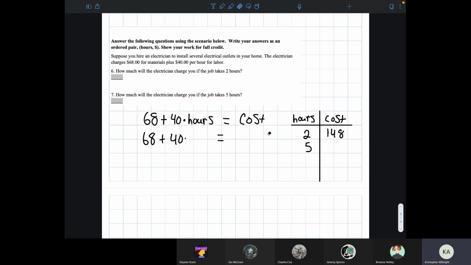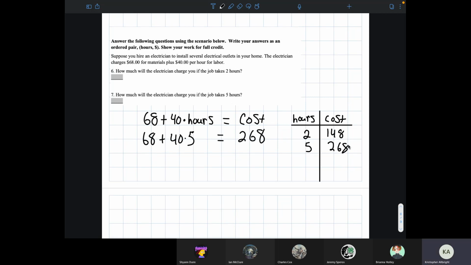So if we call this 5 hours of work instead, then we do 40 times 5 plus 68 is going to give us 268, I believe. Yes. So it's going to cost us a lot more for 5 hours than it does 2 hours.